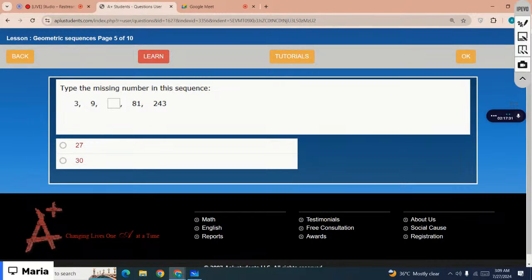Type the missing number in the sequence. Which number is missing? The correct option is: the pattern is you have to multiply each previous number by 3 so that you can get the next term. So the missing one is 9 times 3, that is 27. The correct option is option number 1, 27.